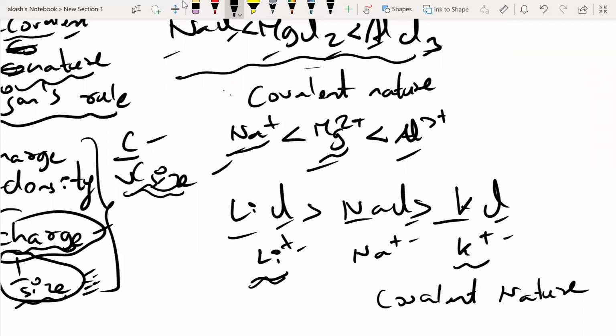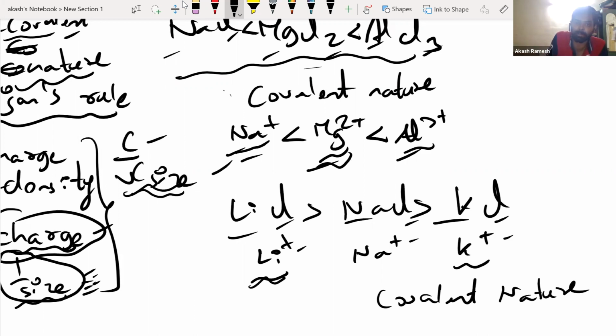Sir, in the previous example also, even with respect to size, it works, it's still true, right? Correct. It's still true because Mg2+ will be smaller than Na+, and Al3+ will be smaller than Mg2+. Absolutely, it works. That's a good observation. So I hope everybody understood how we are going to decide the polarizing powers, and based on the polarizing powers, how you decide the covalent nature.